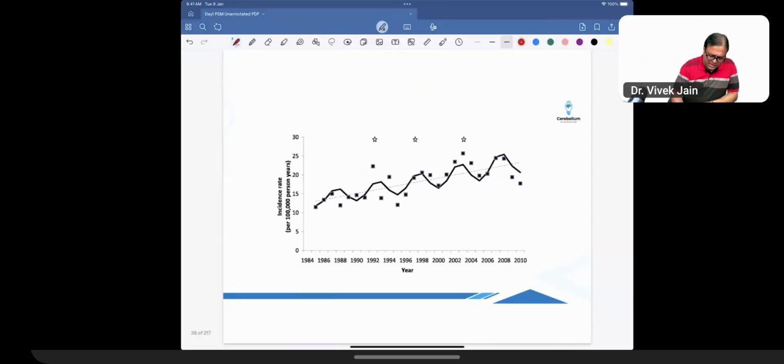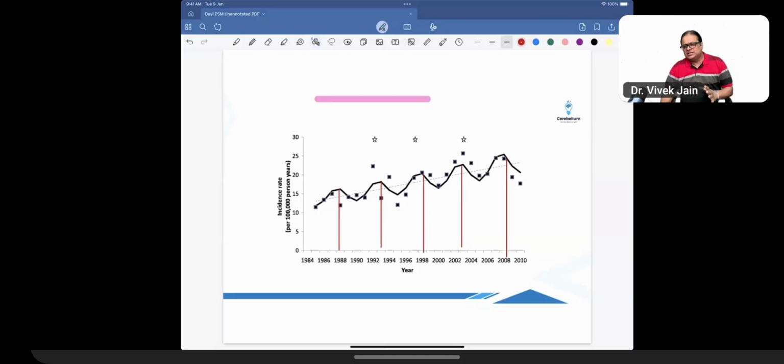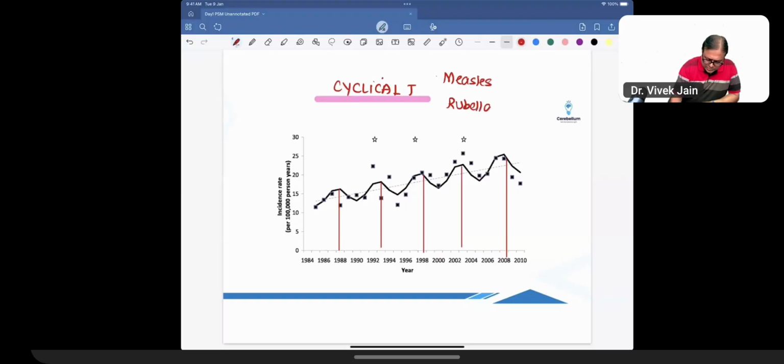Then this is a type of... I'm showing you only those diagrams which have been asked in the paper. Yes, look carefully. First peak around 1987-88, then 93, 94, 97, 98, 2003, 4, 7, 8. So this disease is occurring once every 5 to 6 years. So this is a type of cyclical trend. Quickly, three questions. What is the cyclical trend frequency of measles? Rubella. Two different questions. Measles is once every 2 to 3 years.